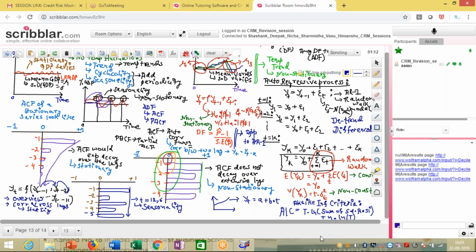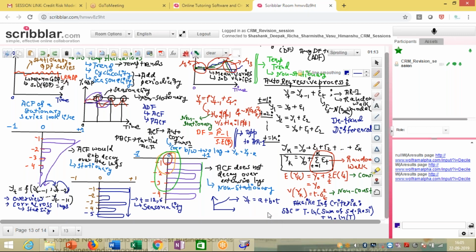No, sorry. Sorry, this is not the AIC. This is the Schwartz Bayesian criteria, right? So one thing that you can clearly see over here is that it is a direct function of the residual sum of squares. So the lower the residual sum of squares, the lower will be the Schwartz Bayesian criteria.